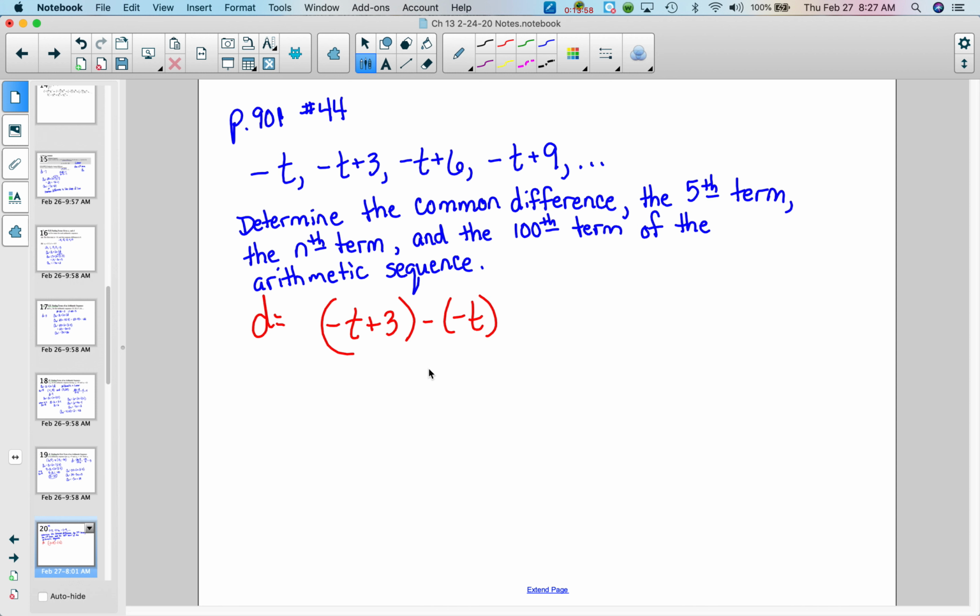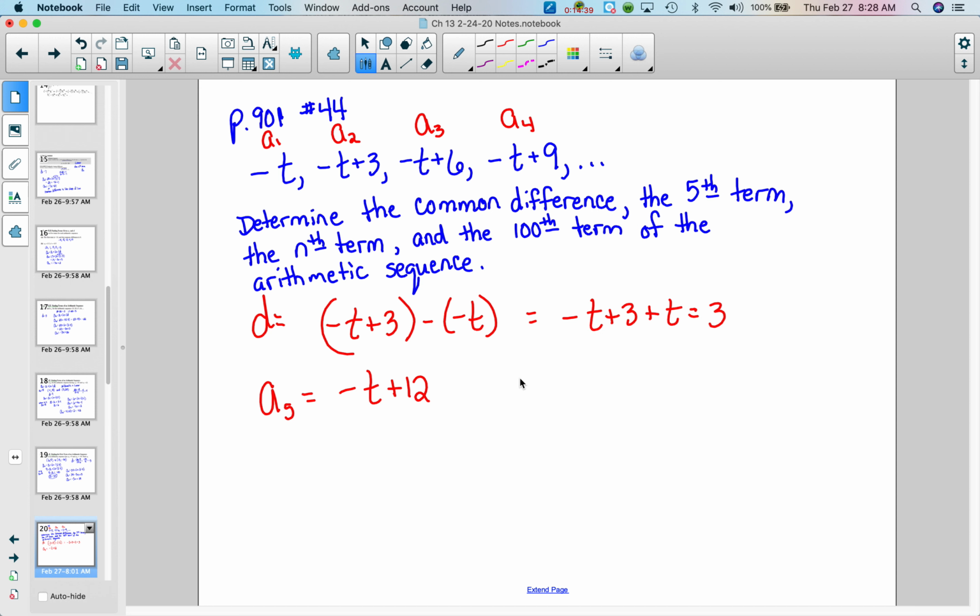You could probably see what it is already, but I just want to show you that you could do it this way. So we get negative t plus 3 plus t, the t's cancel, and you see that our common difference is 3. And you can kind of tell that. We add 3, then to get the next you added 3 to the previous one. But algebraically, you can set it up this way. So d, the common difference, is 3. Now we're asked to find the 5th term. Well, we already know that this is the 1st term, this is the 2nd term, this is the 3rd term, this is the 4th term. So without even coming up with a formula, you can see the 5th term, we're just going to add 3 to that and get negative t plus 12. So that one's no big deal.